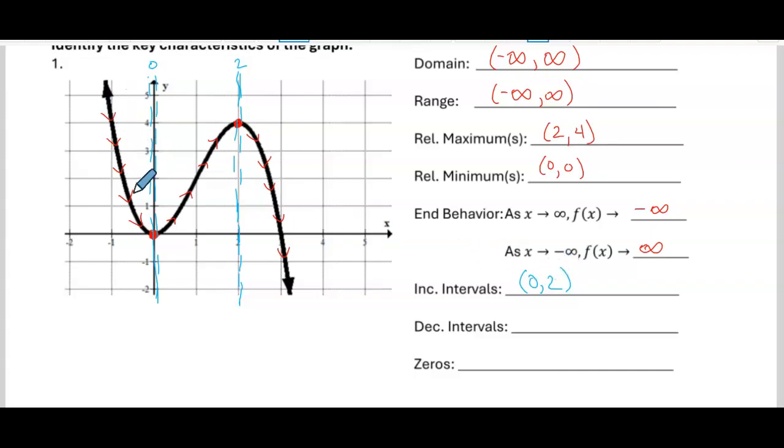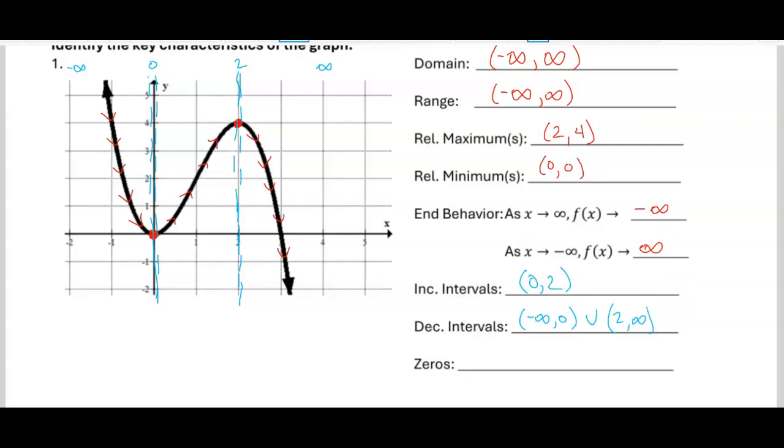Alright, decreasing intervals would be the downward ones, starting over here on the left side at negative infinity. I don't care that the arrow is pointing up. I care that I'm going to the left side. And then the other decreasing interval is going off to the right side. So I have two of them, one from here to here and one from here to here. So we're going to say negative infinity to 0 joined with 2 to infinity.